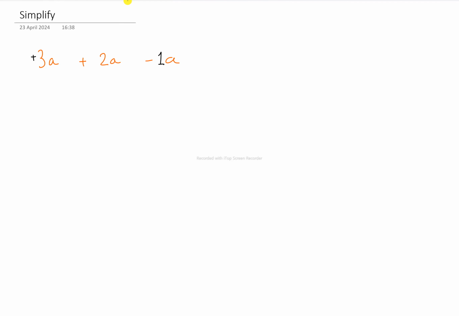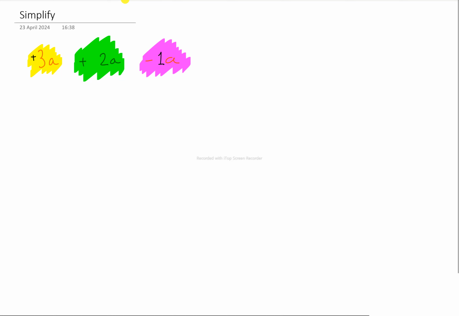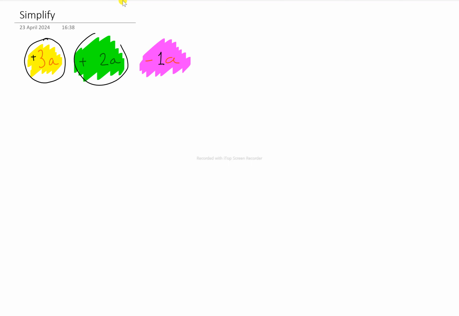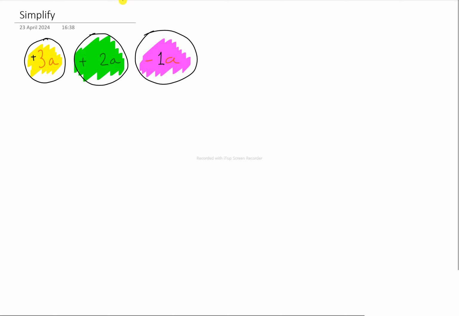Now I've got three terms, so look at this carefully. So listen to the language. First term, second term, and third term. Right. So what I tend to do whilst I'm learning, I tend to circle these. So let me just stick a minus a so it's easy to see.